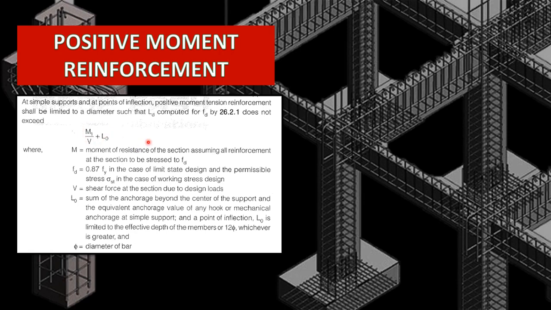What do these symbols describe? M1 means the moment of resistance of the section, assuming all reinforcement of the section to be stressed to Fd. Fd, the design stress, is equal to 0.87 Fy. V is the shear force. L naught is the sum of anchorage beyond the center of support, equivalent anchorage of any hook or mechanical anchorage, at a simple support and at a point of inflection. L naught is limited to the effective depth of member or 12 phi, whichever is greater. Phi is the diameter of bar.